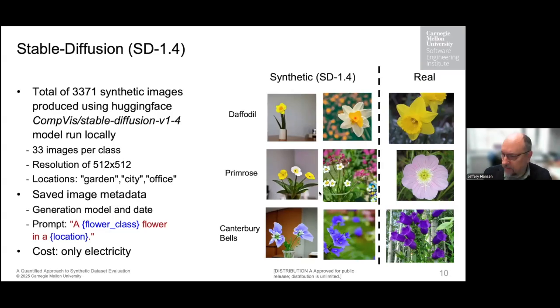The second data set we used was Stable Diffusion. This is a similar algorithm to DALL-E, but something that runs on your own machine. We generated about 3,000 of those, with similar statistics in terms of how many we use per class. Again, you see some examples from the synthetic SD 1.4 algorithm compared to their real counterparts. A similar prompt was used to generate them, a whatever flower in a whatever location. And the cost is even cheaper than the DALL-E images. It only costs your own electricity.